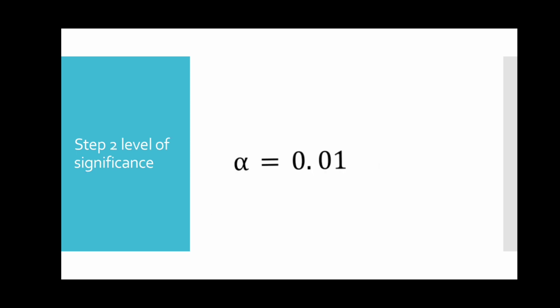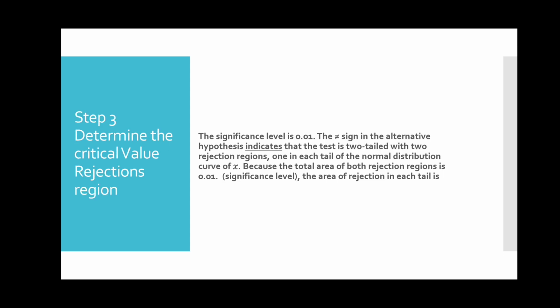Step 2, level of significance. This is already given in the sample problem. So, alpha equals 0.01. Step 3, determine the critical value and rejection regions. The significance level is 0.01. The sign in the alternative hypothesis indicates that the test is two-tailed with 2 rejection regions, one in each tail of the normal distribution curve of the sample mean, because the total area of both rejection regions is 0.01.